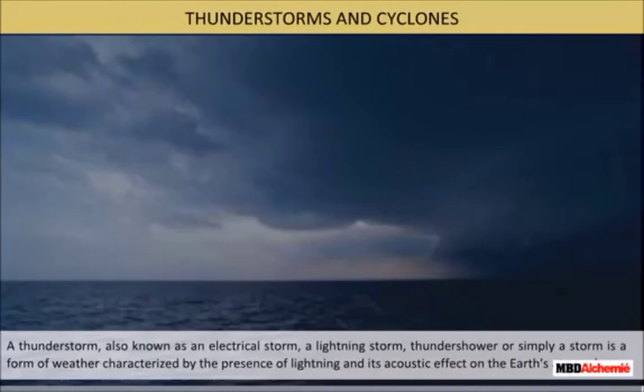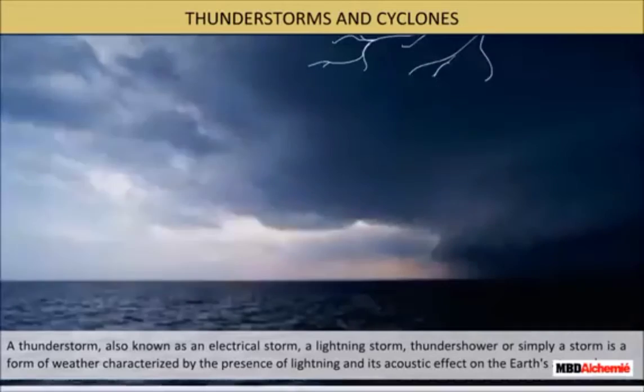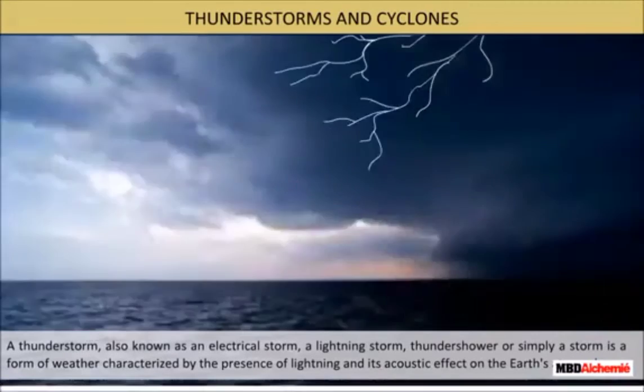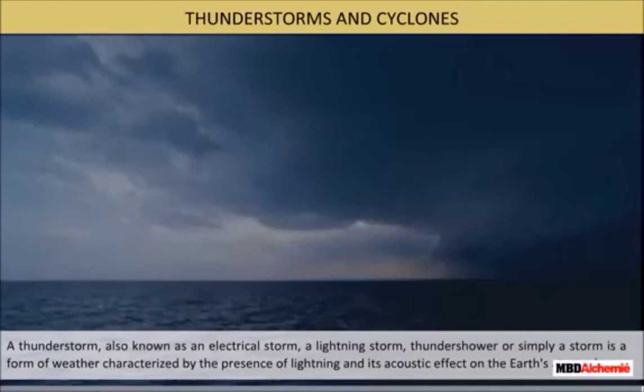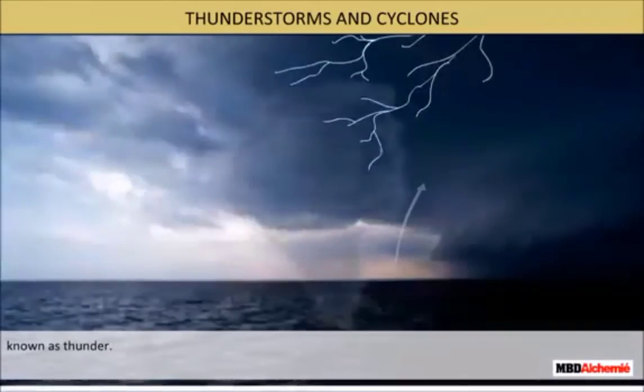Thunderstorm. A thunderstorm, also known as an electrical storm, a lightning storm, thunder shower, or simply a storm, is a form of weather characterized by the presence of lightning and its acoustic effect on the Earth's atmosphere known as thunder.